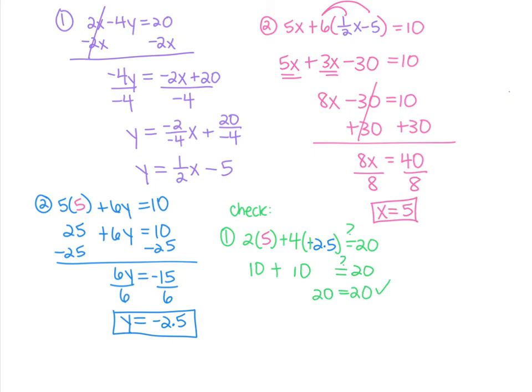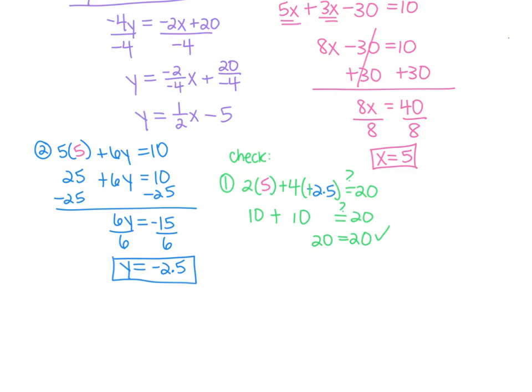So final step is to write our final answer as a coordinate point. X comes first, so it's going to be 5 comma negative 2.5. You have to use parentheses to show it's a coordinate point. Otherwise it means something different. And then we can use fancy math notation, which means that we are using set builder notation. And that's our final answer.